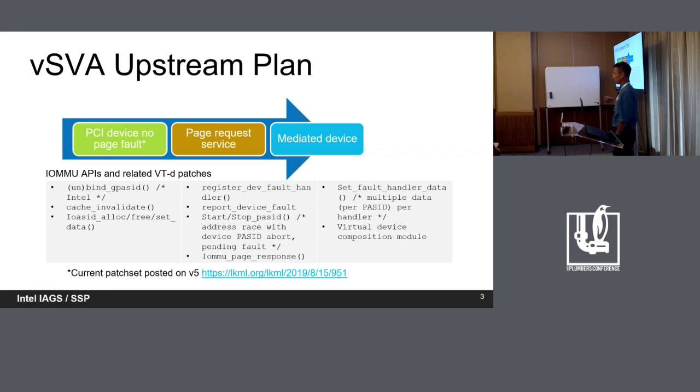Next will be nested translation, basically guest shared virtual memory without handling page requests. So this is the latest patch posted last month. For that, we basically only need three IOMMU APIs and the corresponding VFIO APIs that are in Eric's series. As Eric mentioned, we have per-PASID granularity to assign to individual guests. The guest PASID table is owned by the host, and we only bind the guest PASID on a per-PASID basis, so we introduced an API to bind guest PASID. And the cache invalidation part is shared between ARM and Intel.